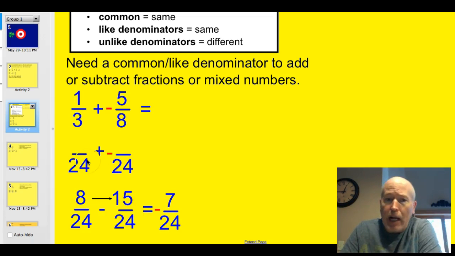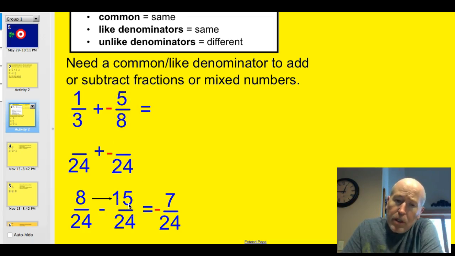Now, in case you forgot how you did that, you take 8 times 3 to get to 24, so you have to take 8 times 1. Whatever you do to the top, you have to do to the bottom. And in this case, we took 3 times 8 to get to 24, so we have to take 3 times 5 to get to 15/24.